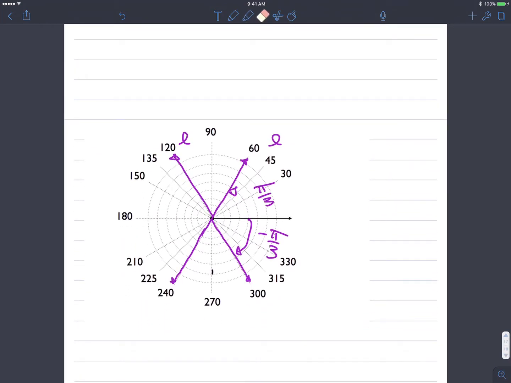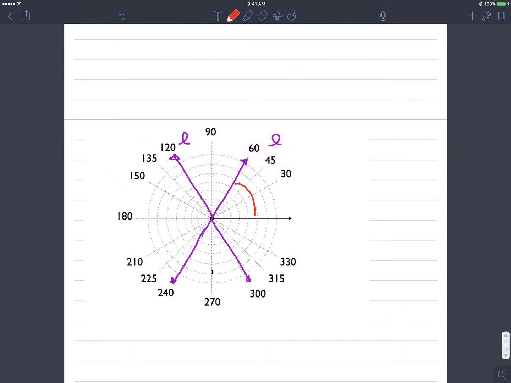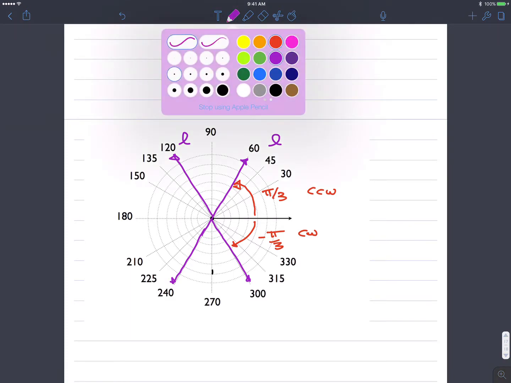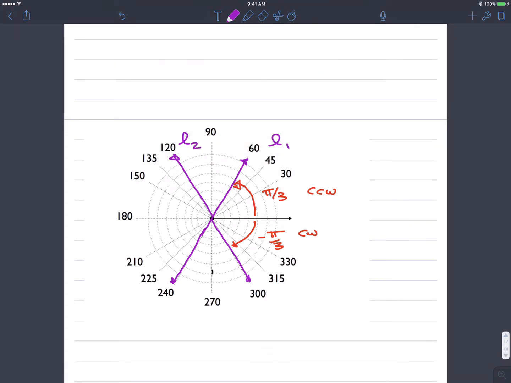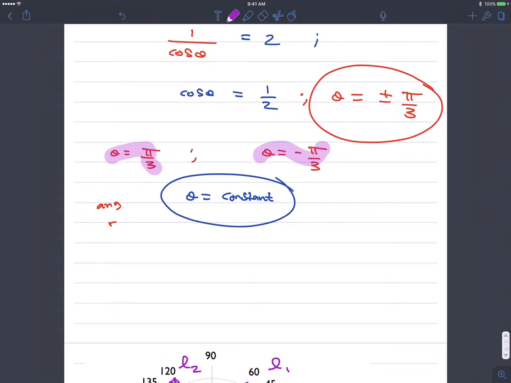And let me actually be a little bit more consistent, and I'm going to paint this here. Just so you guys remember, that reference angle is pi over 3. That's going counterclockwise. And if you go the other way, negative pi over 3, this is clockwise. So we can describe it this way, and we get two lines. If you want, call this line 1 and line 2. Now that's what's going on with theta being constant.